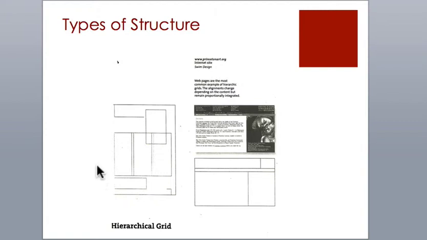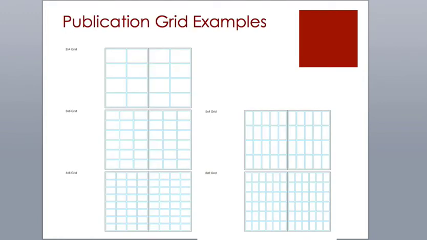So they aren't necessarily divided by spatial zones, and they're not mathematical subdivisions of the space. It's basically more of an informal grid because it doesn't have those qualities. So let's take a look at different types of grids.